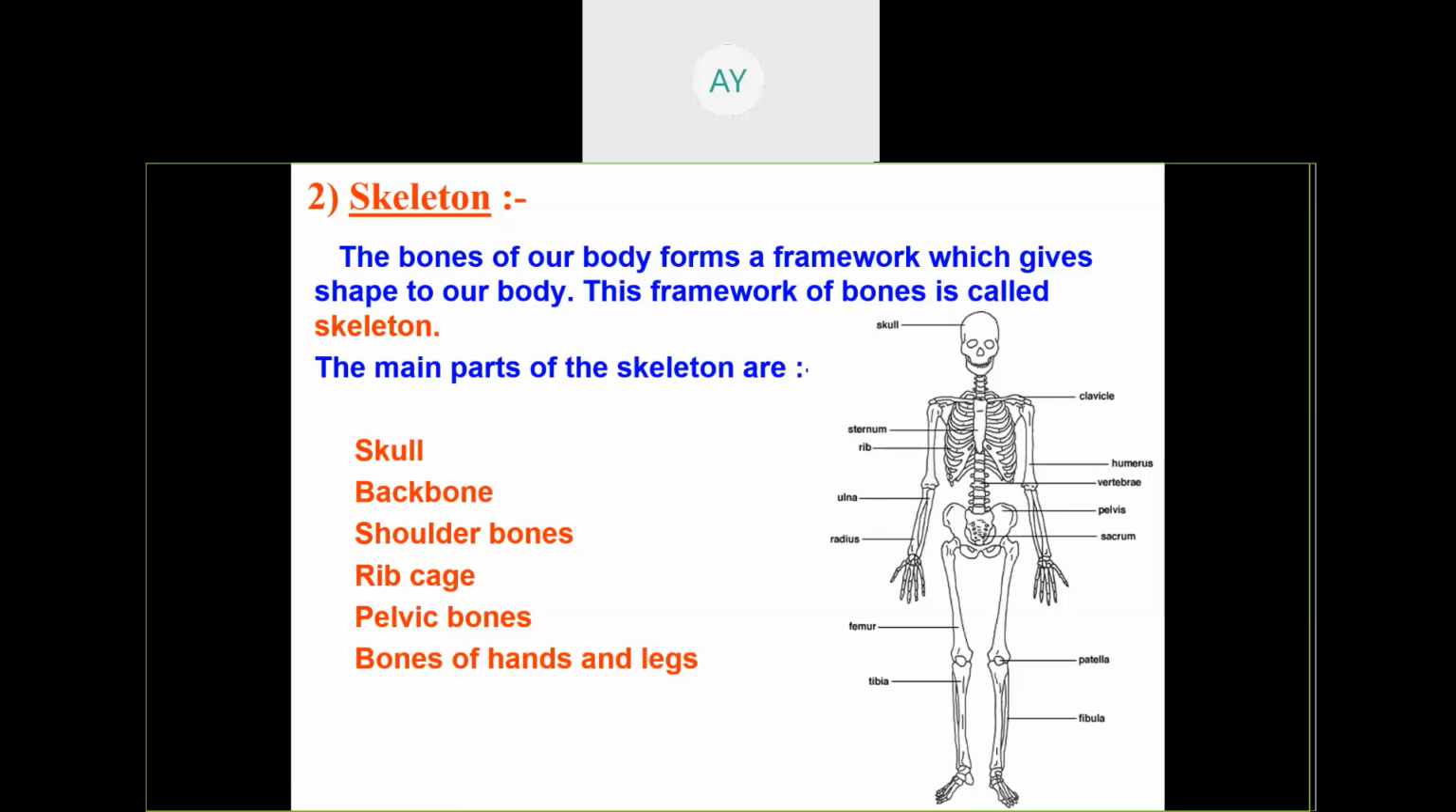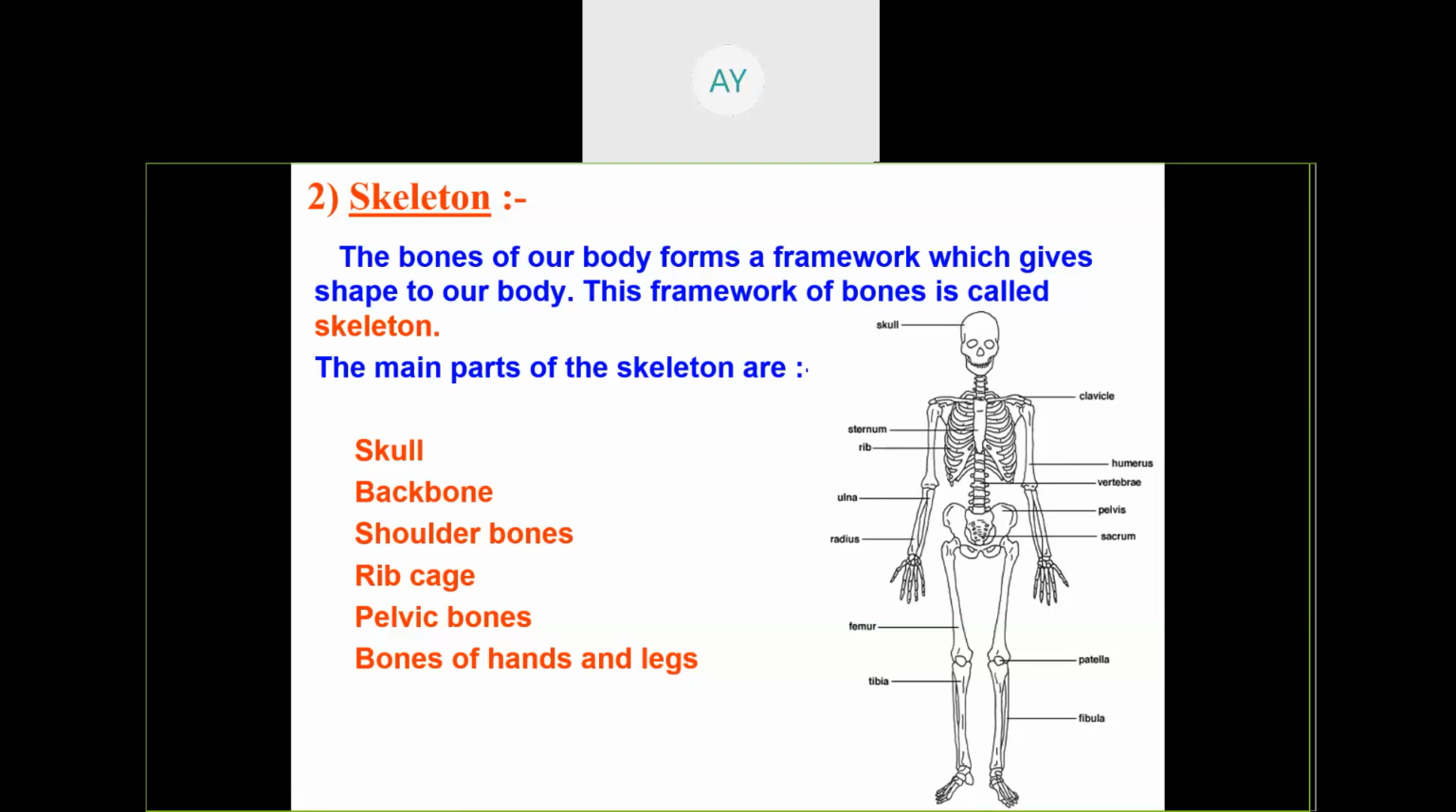Where is the humerus present? Can anyone answer? Where is the humerus present? The humerus is in the hand. So how will you remember? H for humerus, H for hand.